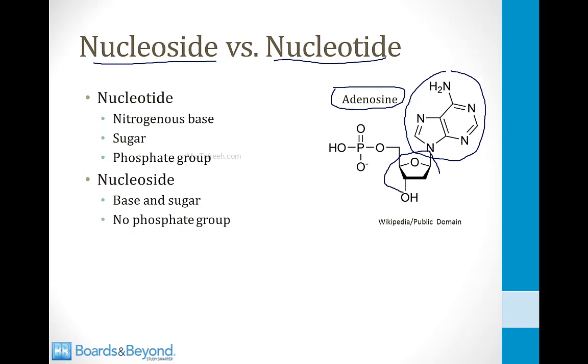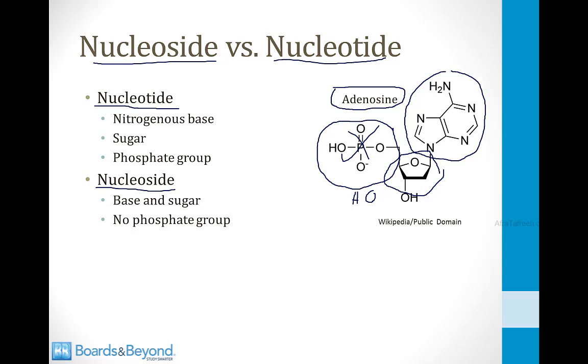It also has a ribose sugar molecule here, and then finally it has a phosphate group. So when all 3 elements are present, the base, the ribose sugar, and the phosphate group, we call that a nucleotide. When it is only the base and the sugar and the phosphate group is missing, and instead there is just a simple hydroxyl group attached here, in that case we call it a nucleoside. And most of the drugs I've been talking about up to this point are nucleoside reverse transcriptase inhibitors.